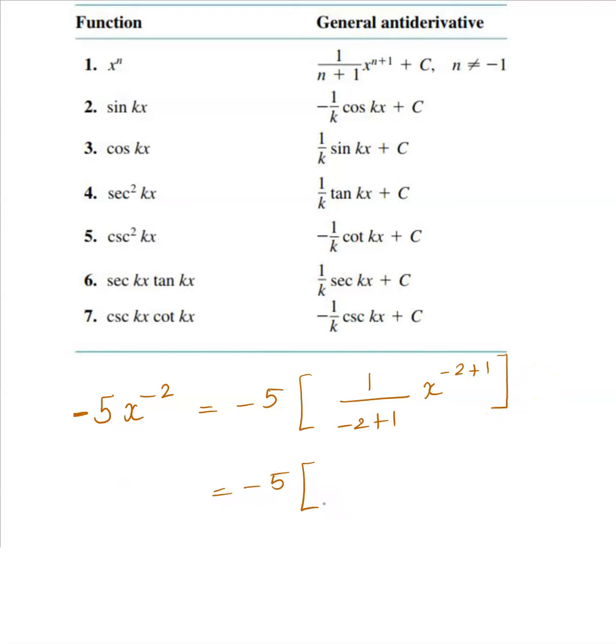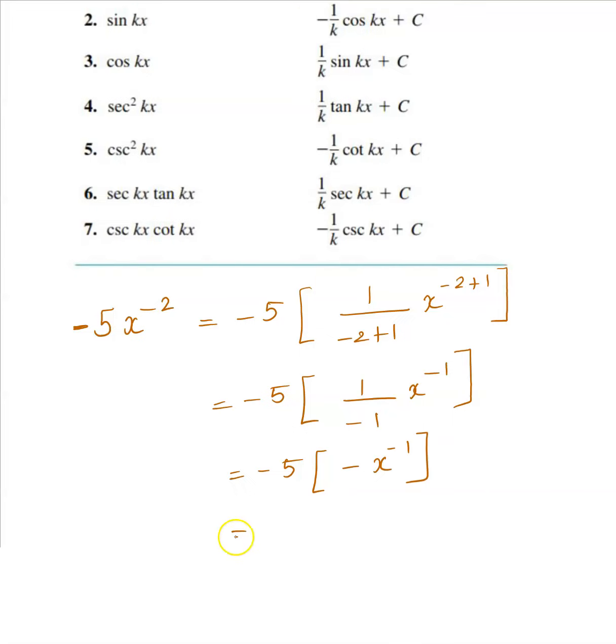I mean the antiderivative. 1 over negative 1 x power negative 1, which is negative 5 times negative x power negative 1, which is multiply them, so the minuses become plus 5x power negative 1, which was 5 over x. And that's what we guessed, but it was something we saw before in other problems previously, and it helped us that way. But if we didn't see that, then this is super helpful, because you get the same thing but in a very structured manner.